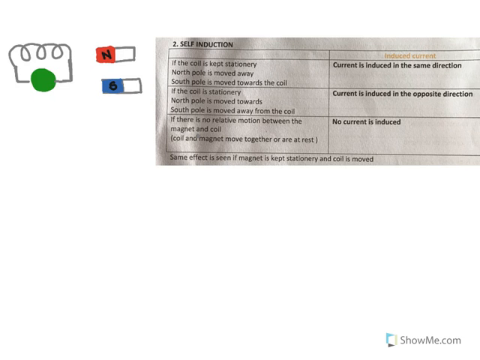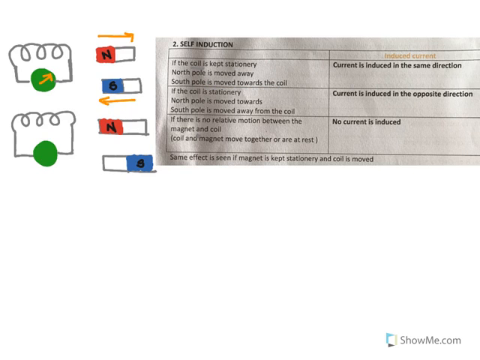Let us make some observations on this experiment. Now, if the coil is kept stationary and the north pole is moved away, you'll find the deflection in one particular direction in the galvanometer. And if you move the south pole towards, the deflection will be in the same direction. So the north pole moving away and the south pole moving towards have the same effect.